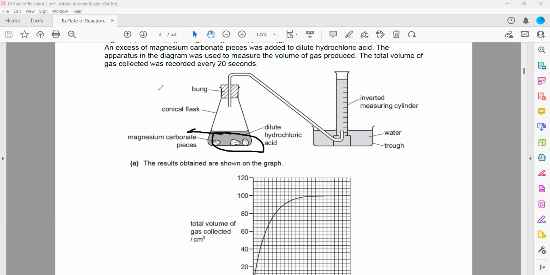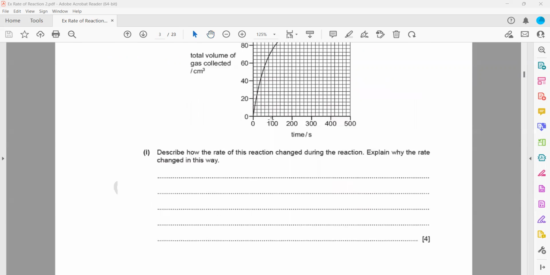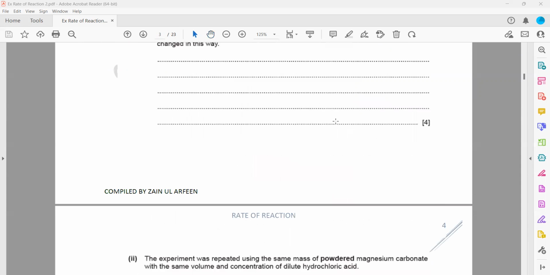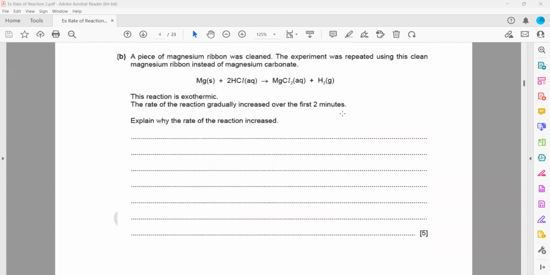The main idea of this question is to identify how temperature affects the rate. When magnesium is used, the reaction is exothermic and the temperature of the mixture increases. That's why the rate of the reaction also increases. But with magnesium carbonate, the temperature was not changing, so the rate was not changing because of temperature. It was only at its maximum at the beginning.